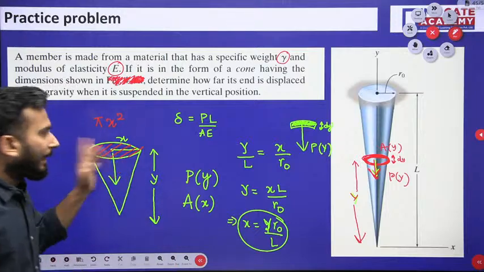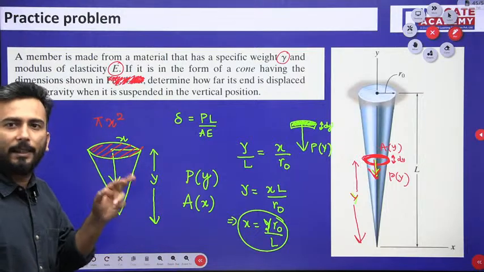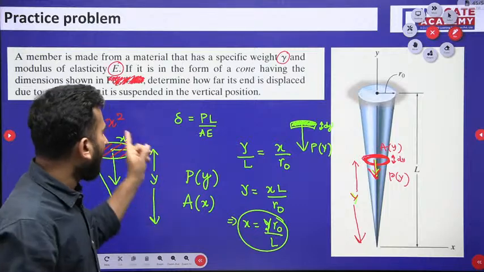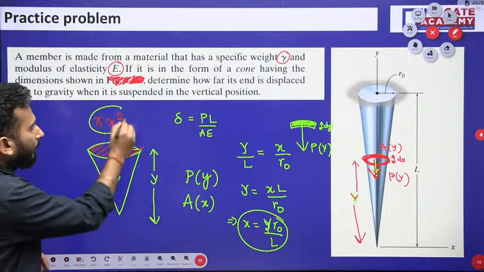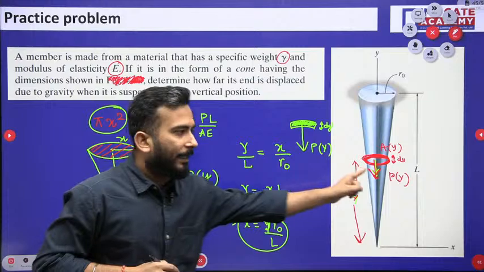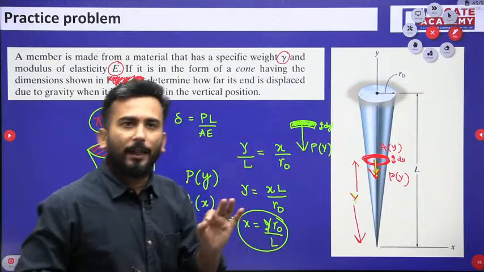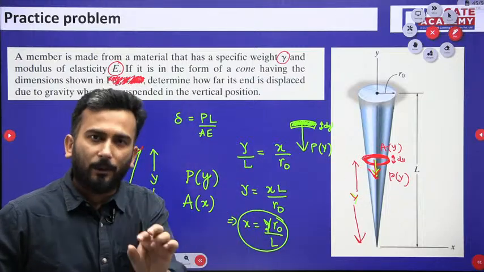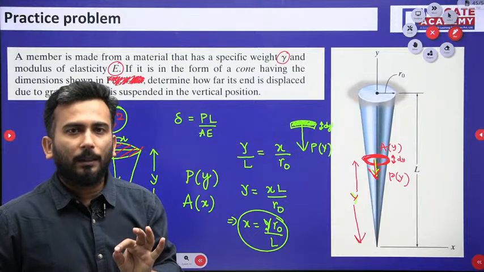The radius is x. So what is the area? Pi x square. The cross sectional area is pi x square. I need to find P of y. For P of y, for weight, it is specific weight into elemental volume.